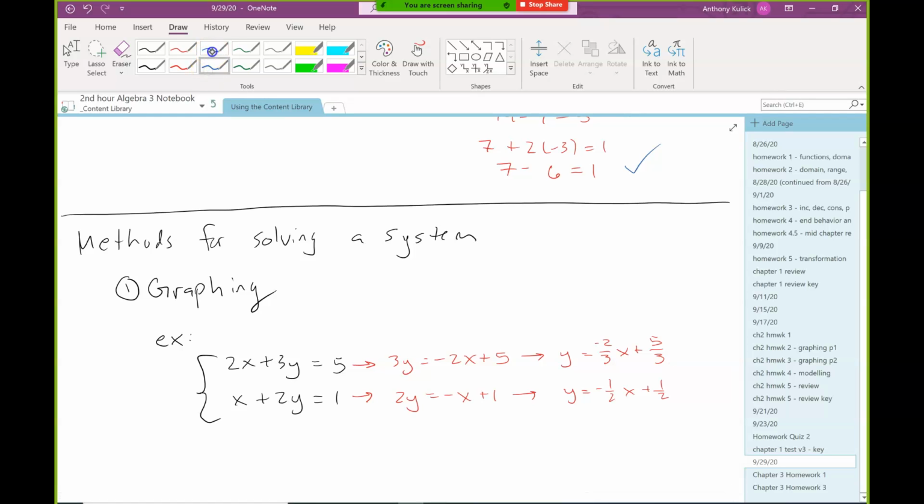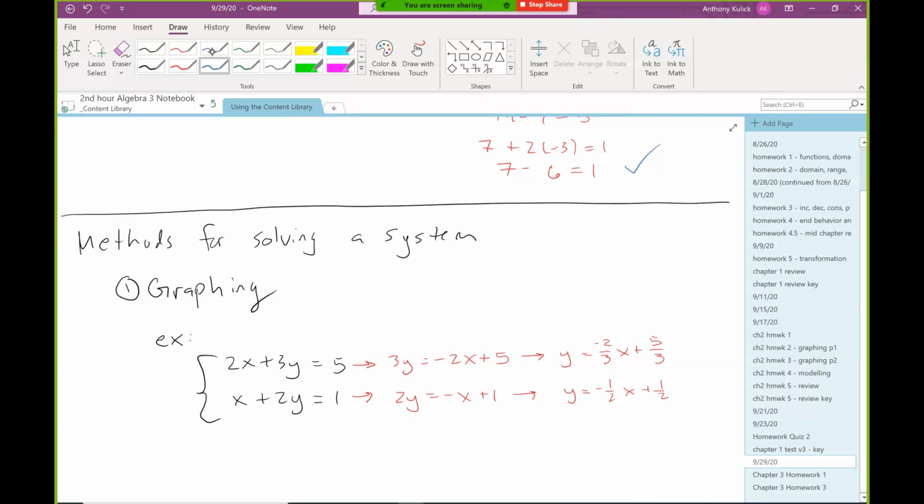Now if we look at these 2 graphs, what is their shape? What is the shape of them going to be? These should look familiar now. So if you look at these 2 equations we have now, do they look familiar? Why?